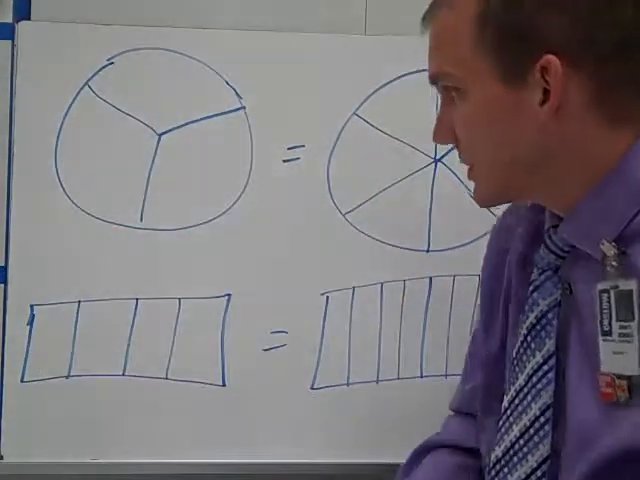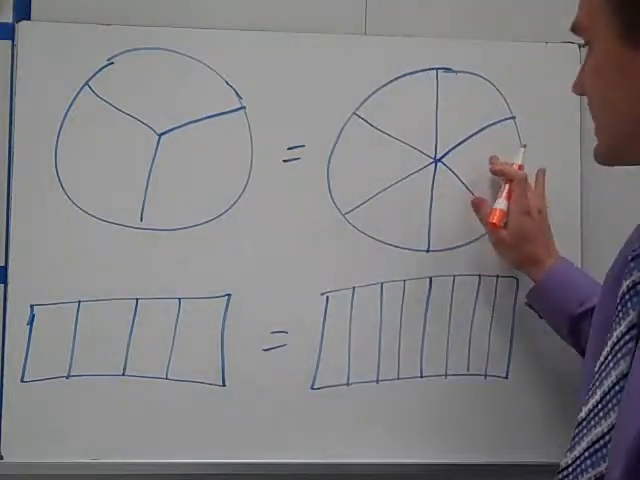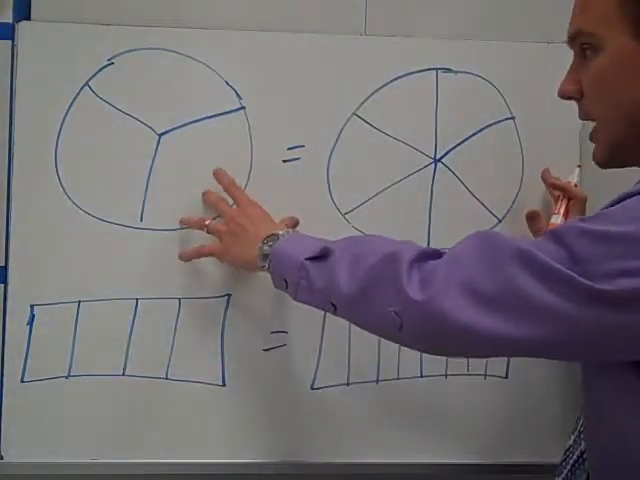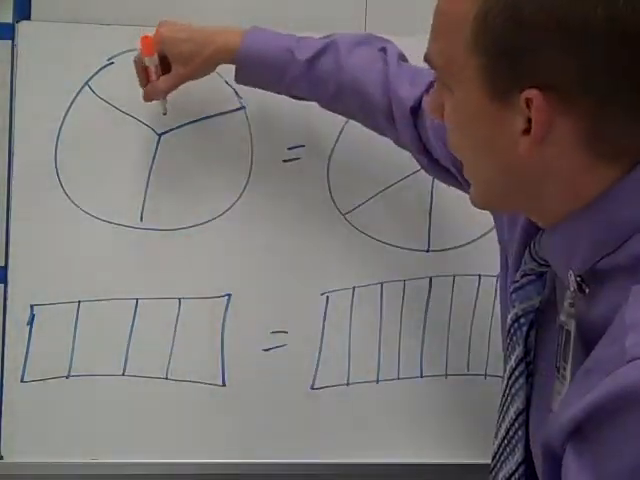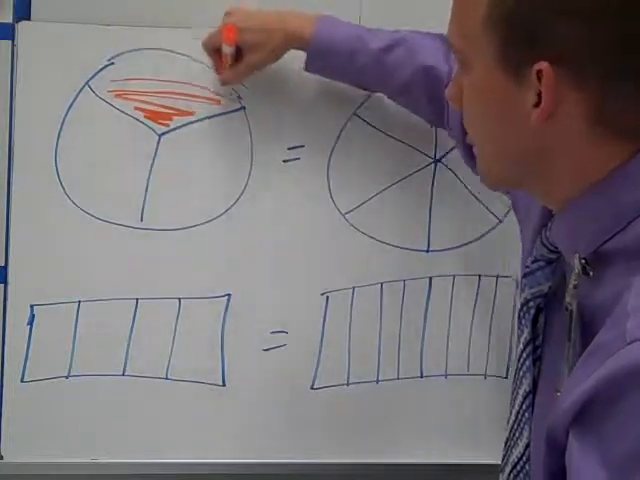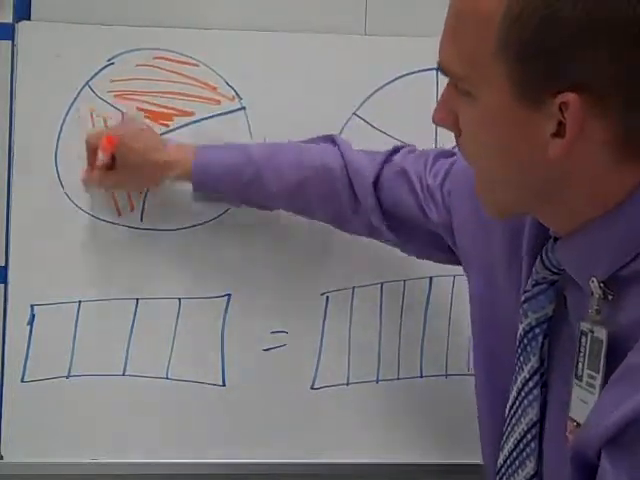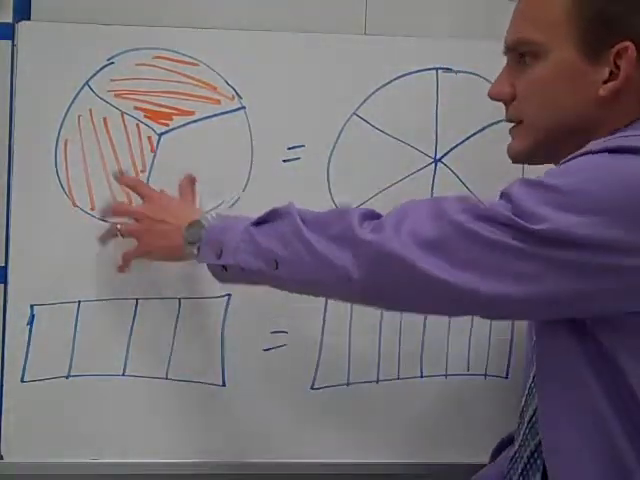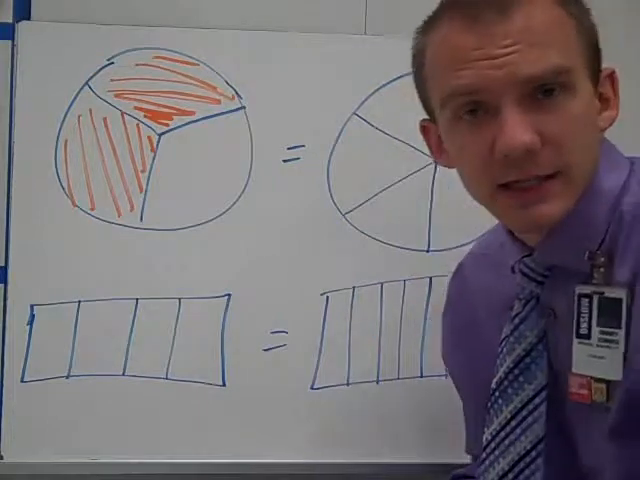Let's take a look at some other examples. Say we're dealing with thirds and sixths. As long as my whole is the same, so both of these circles started out the same, and then I cut them into pieces. I have thirds. Say I shade in 2/3. I have to kind of look. Well, it's a little more than half. How many sixths does this take up?